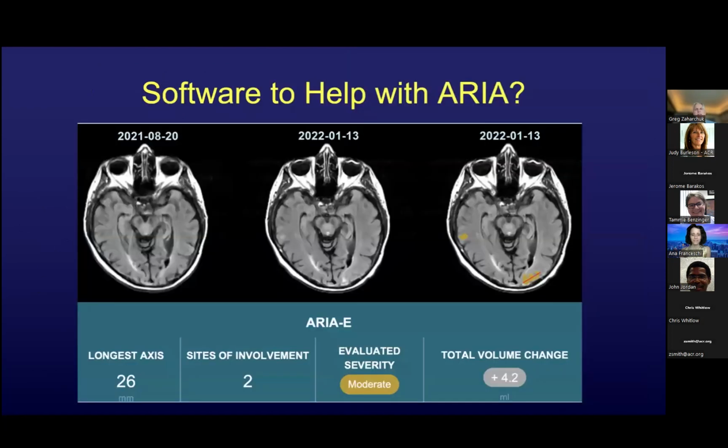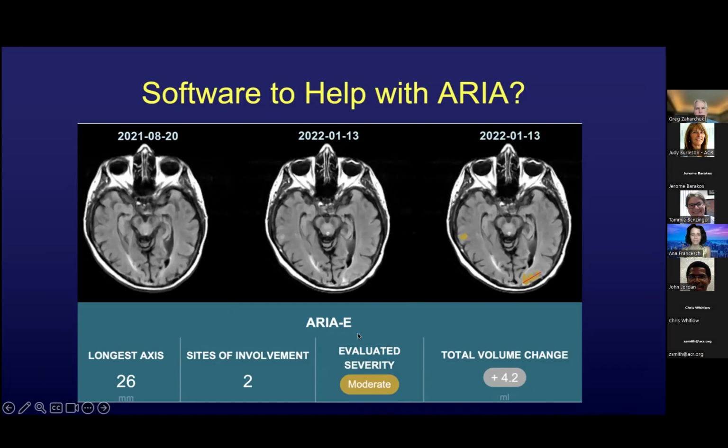Okay, let's talk about software. Maybe software will help us in this task to some extent. I'm just showing some initial experience that we've had with the software. The idea is that this software receives a baseline study as well as a follow-up study. The baseline study here is on the left, and it tries to both identify new FLAIR changes. So here it's identifying 2 areas in the brain that are new from the prior, and then applying the ARIA grading system to grade this as moderate.